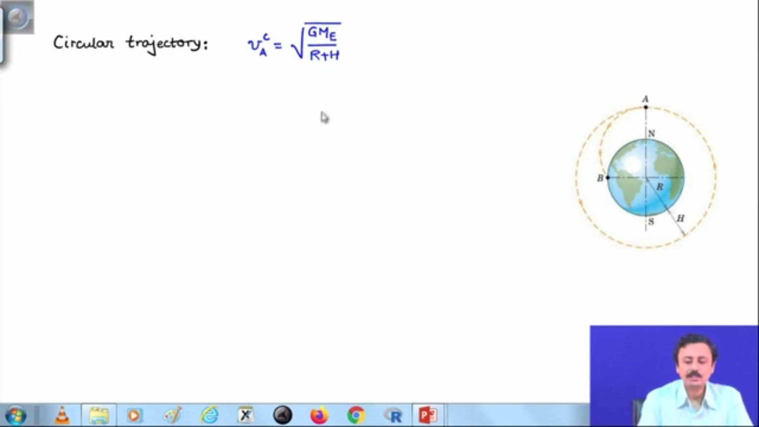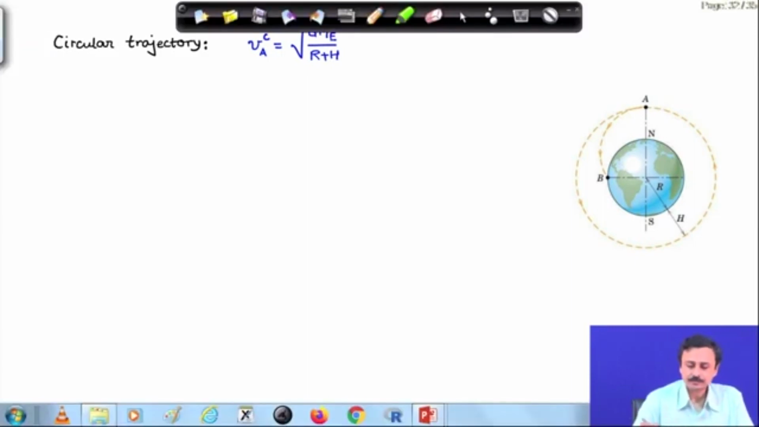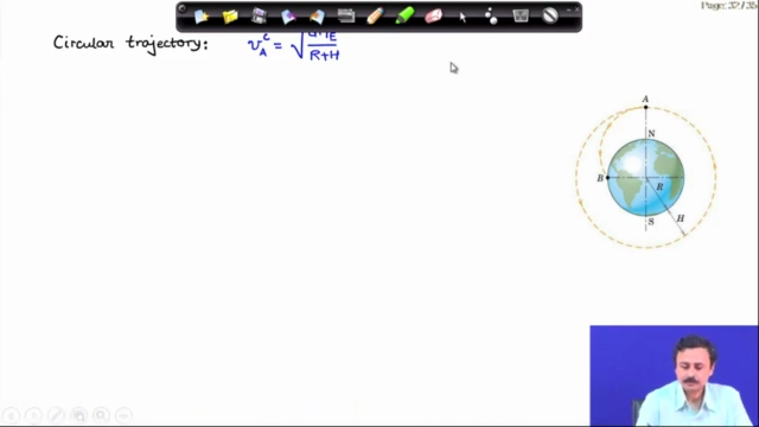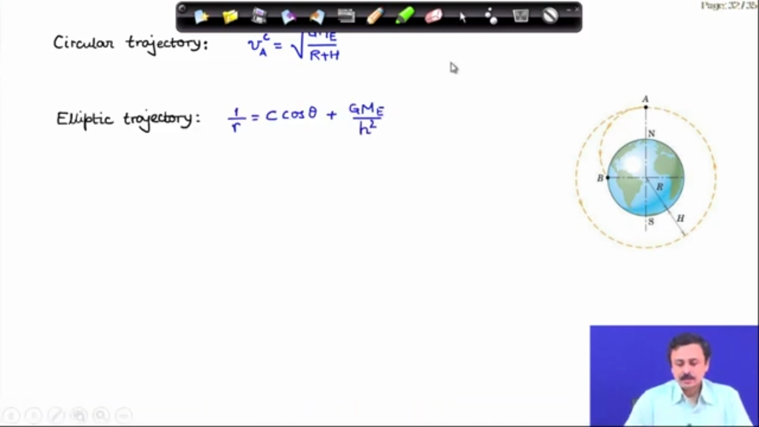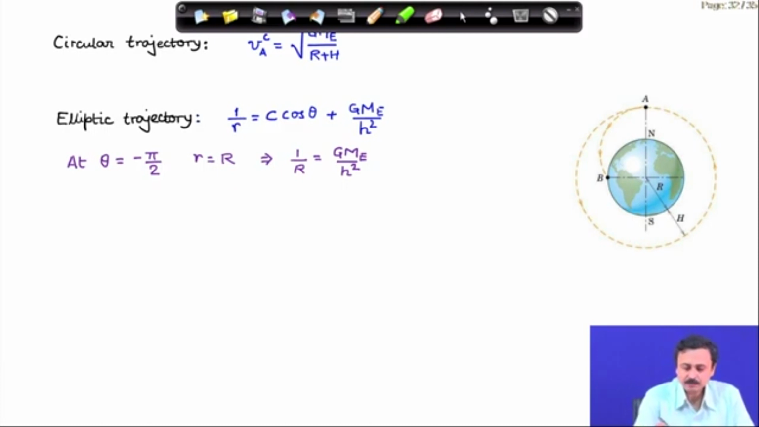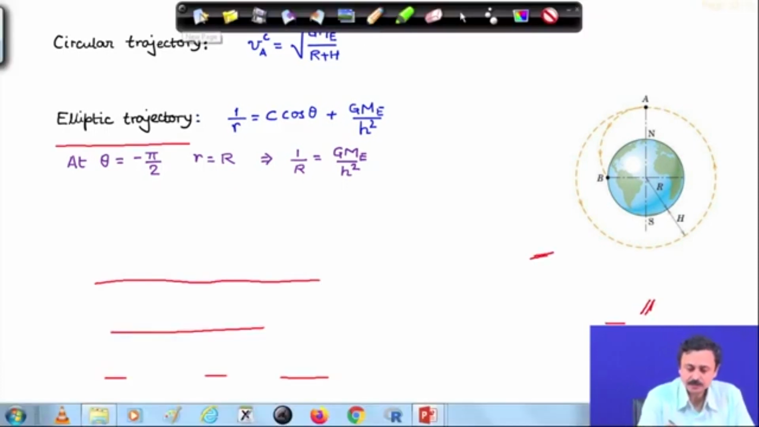So, this orbital speed is equal to under root G mass of the earth by the distance from the center of the earth, from the focus, which is r plus h, the radius of the earth plus the height of the satellite above the surface of the earth. Now, since the trajectory is elliptic, first we write down the expression of our kinetic solution at theta equal to minus pi by 2. Now, this requires an explanation.